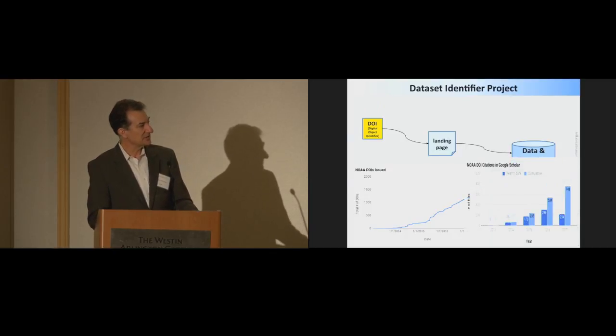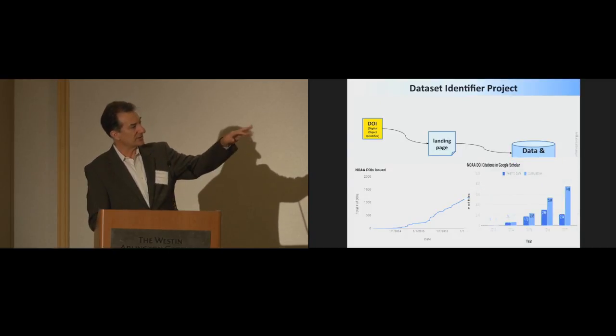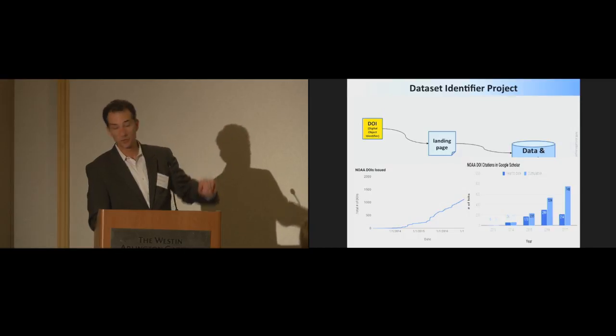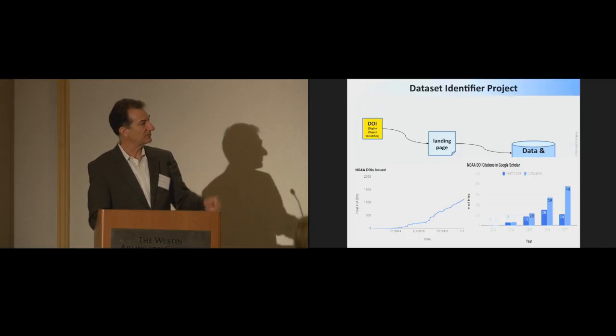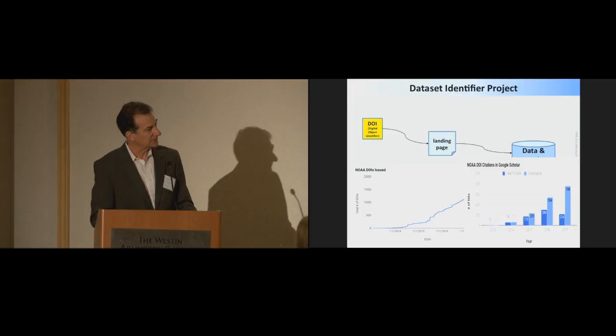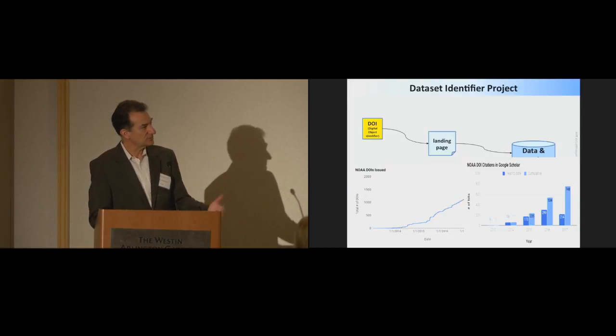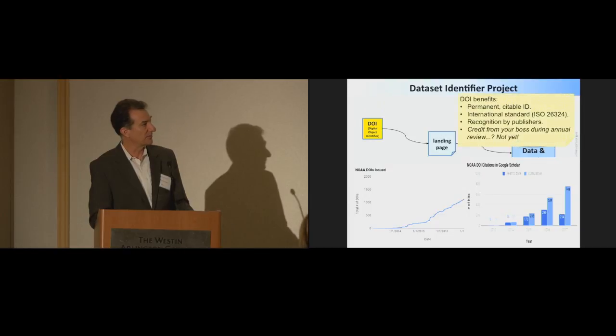And we're starting to see citations. This is a rough number of citations in Google Scholar, so it's going up. The last column is year to date, so we don't quite know what the 2017 total is, but people are citing our DOI prefix.